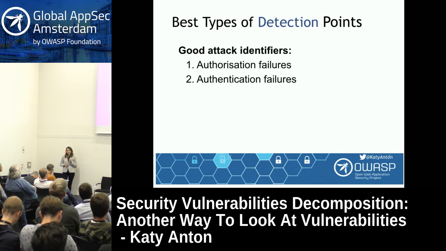According to the OWASP AppSensor project, which is a very good project, it has two parts. One is a tool, and another one is the documentation, and this is what I'm going to focus on as part of this presentation. So according to AppSensor, there are six types of detection points which are good attack identifiers.